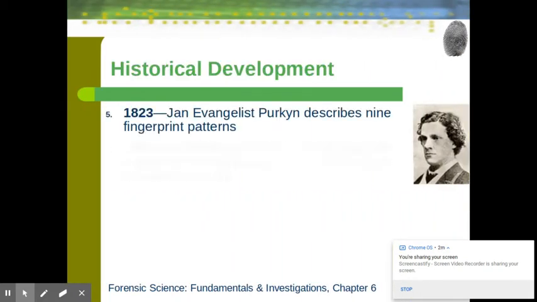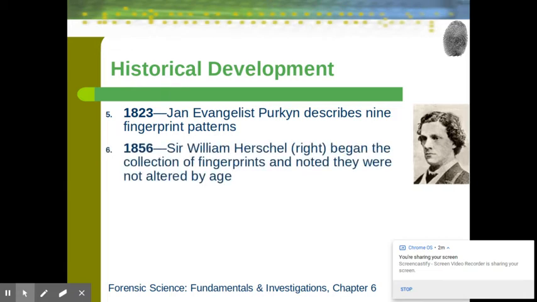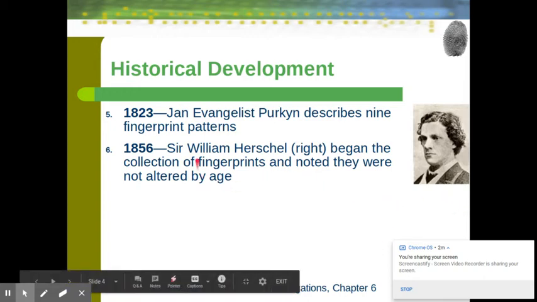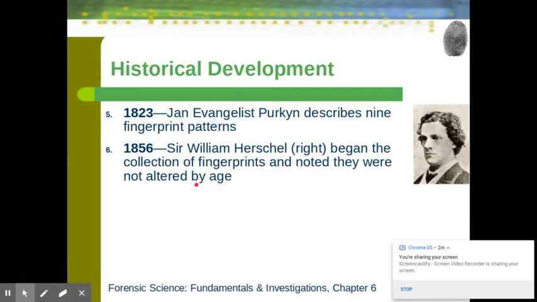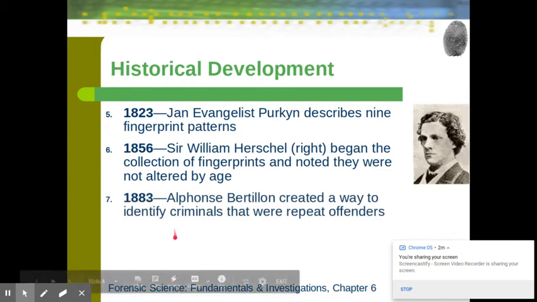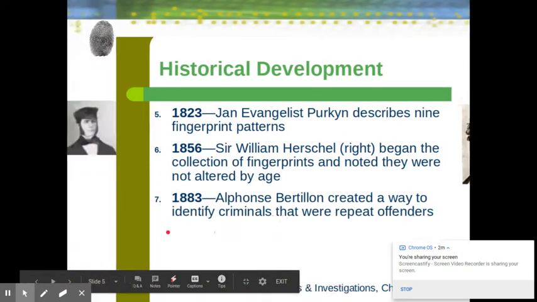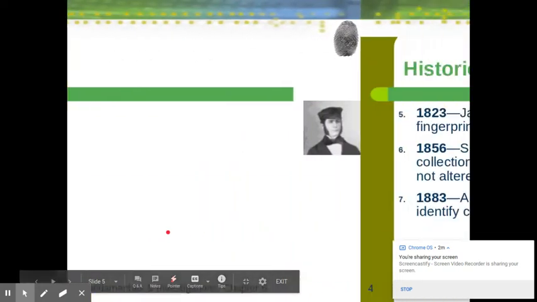Then we get to the 1800s. Now we've got them describing 9 fingerprint patterns, and Sir William Herschel has a collection of fingerprints, and he's the first one to note that they do not change with age. So, for example, if you took my fingerprints when I was 20 and again when I was 40, they would be very similar, unless I'd scarred them or something.